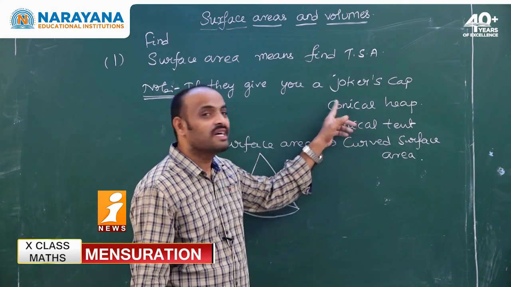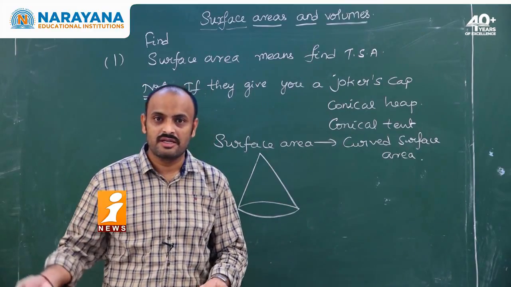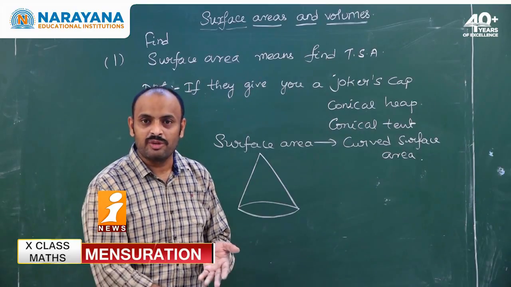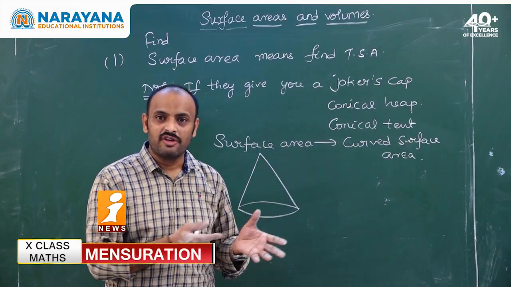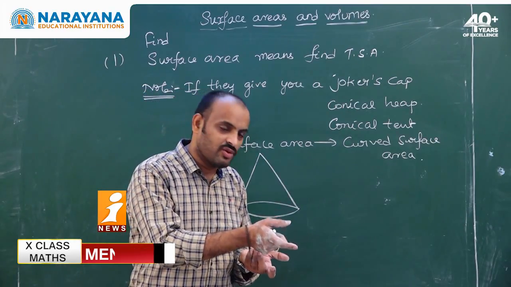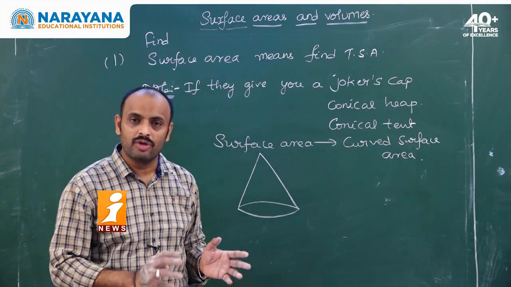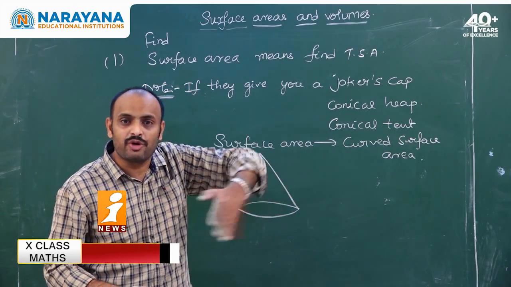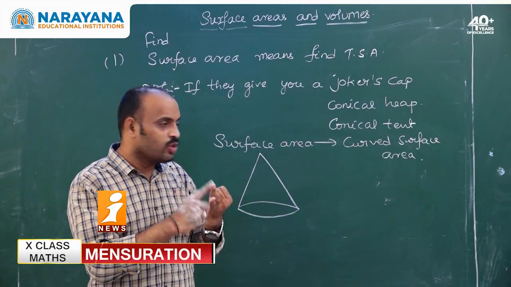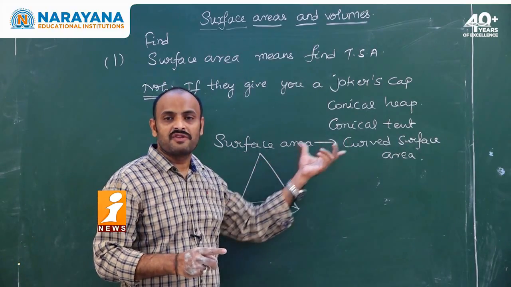At the same time, conical heap, it is already poured on some place, so we can cover only curved portion. We cannot cover the bottom portion of the conical heap, whether it is rice or whether it is wheat. If they pour on some ground and they are making it as a conical shape, we cannot cover it at the bottom, we can cover only side portions. So when it comes to joker's cap, conical heap, conical tent, surface area means curved surface area.